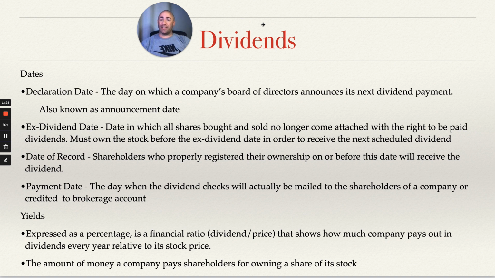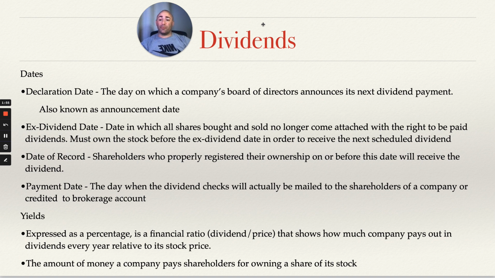One of them is the ex-dividend date. The ex-dividend date is the date on which all shares bought and sold no longer come attached with the right to be paid dividends. So you have to own the shares before the ex-dividend date. If the ex-dividend date is, let's say, tomorrow, you need to own the shares by today, by the close of business of market hours, to qualify for the dividend payout.